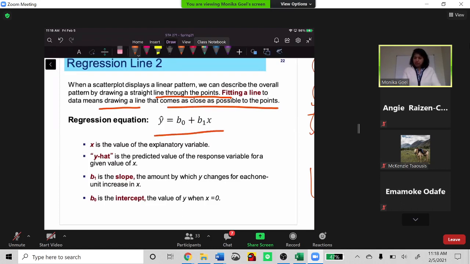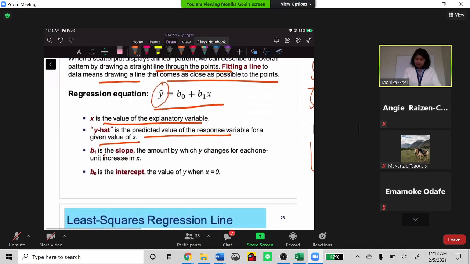And this is the equation of your regression that we are going to use. And again, this is your y hat. Y hat means the predicted value of the response variable for a given value of x. X is the value of your explanatory variable. B0 is the slope and B1 is the intercept.